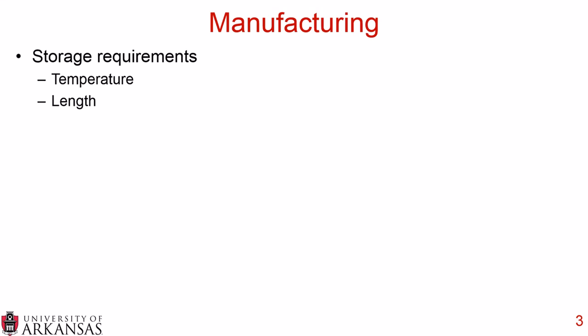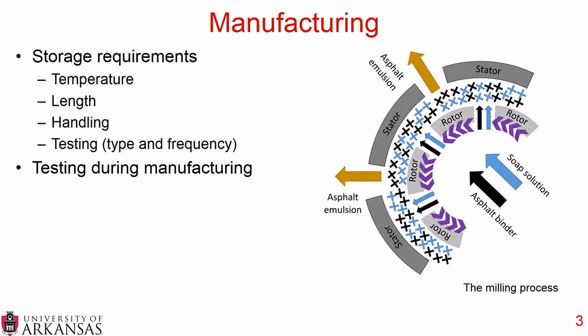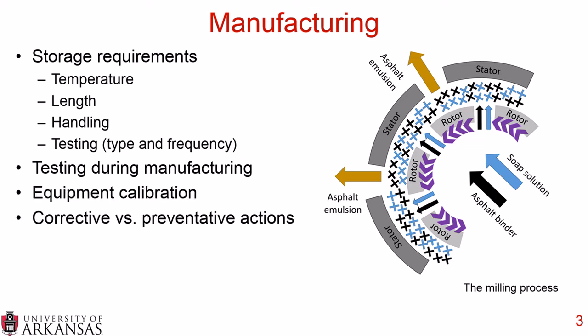During manufacturing, it is also important to achieve quality. This includes storage requirements, including the temperature materials are stored at and the length of time materials can be stored at, how you handle the materials, and this includes all your raw base components of asphalt emulsion and the asphalt emulsion itself, and finally the testing on all of these materials, both the test type and the frequency of the test. It's important to test during the manufacturing when you're taking your raw materials, your soap solution and your asphalt binder, you're putting it through an asphalt emulsion mill in order to produce your asphalt emulsion. You should be running tests during the manufacturing.